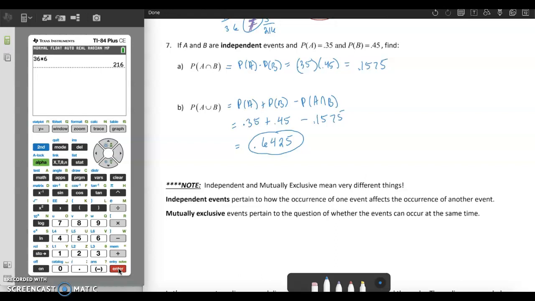But what a lot of students don't do is take the time to find that intersection probability first, and then since they don't have it written down, they totally forget about this last part of that formula that you have to remember to subtract off.